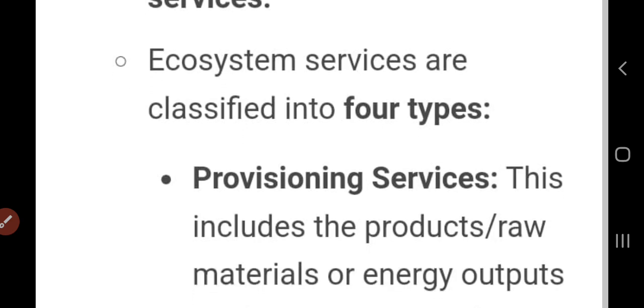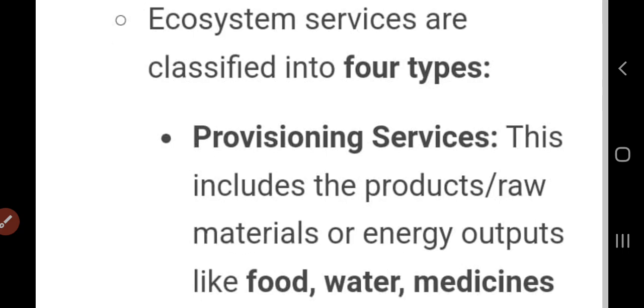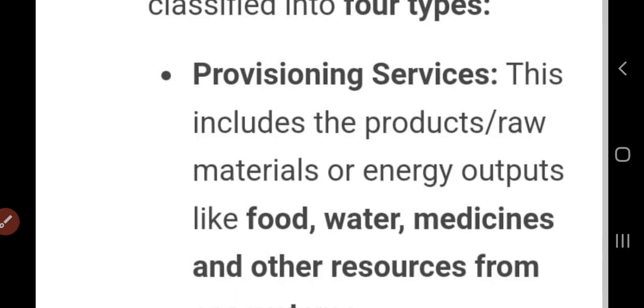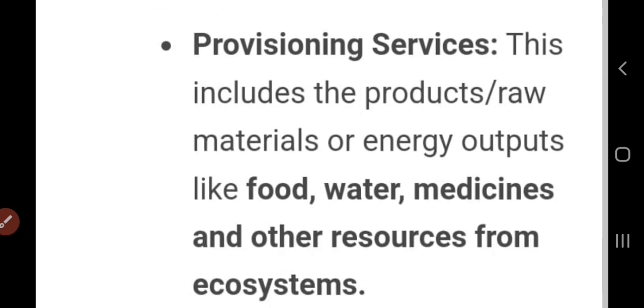Number one is provisioning services. Provisioning services include the products or raw materials or energy outputs which we get from the ecosystem. They are called provisioning services. For example, food, water, medicine and other resources which we get from the ecosystem will come under provisioning services.